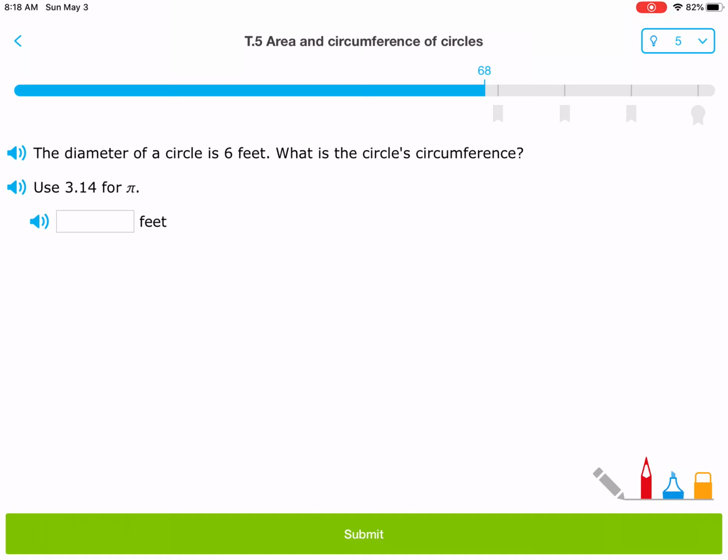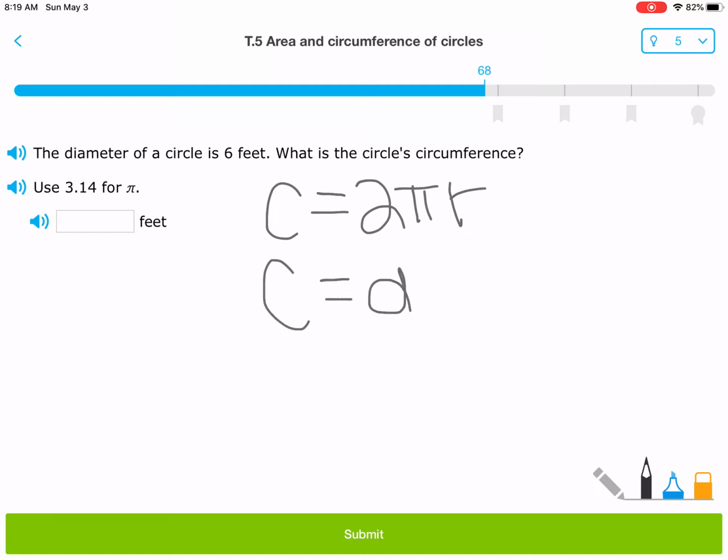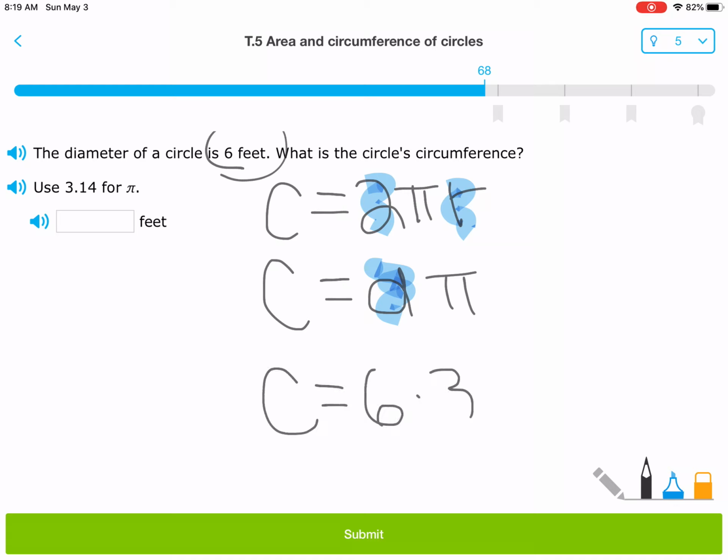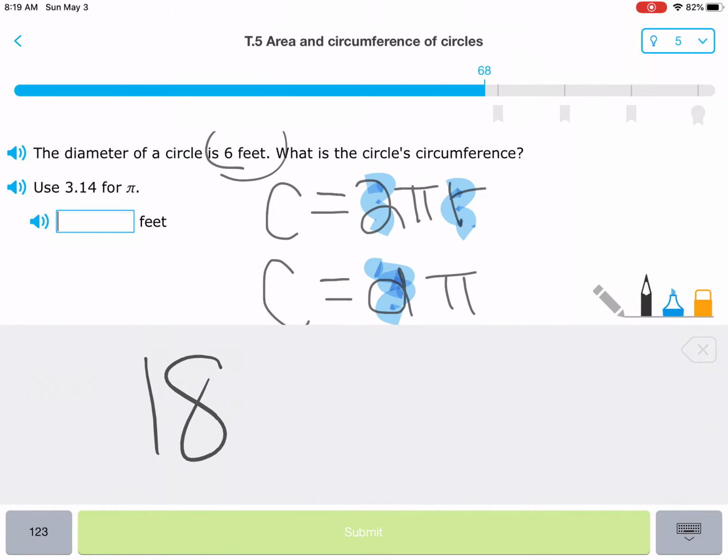The diameter of the circle is 6 feet. What is the circumference? So circumference equals 2 times pi times the radius. Or we said we could use the formula circumference equals the diameter times pi, because 2 times r equals the diameter. So if the diameter is 6, circumference equals 6 times 3.14. So that gives me 18.84.